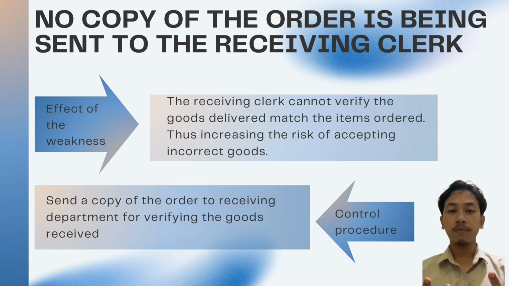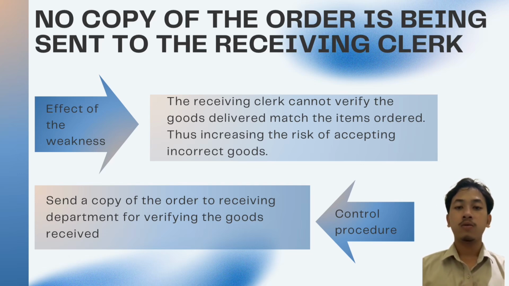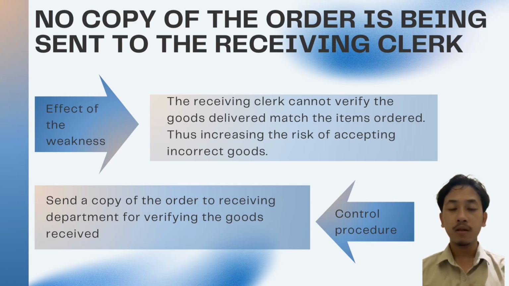So how to overcome this? We can overcome this by the purchase department needing to send the copy of the order to the receiving department for verifying the goods received to make sure the materials are the same as the purchase order.